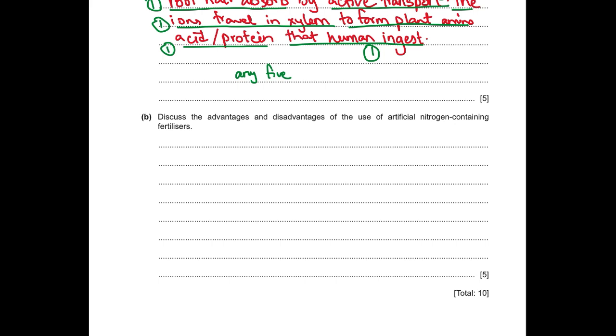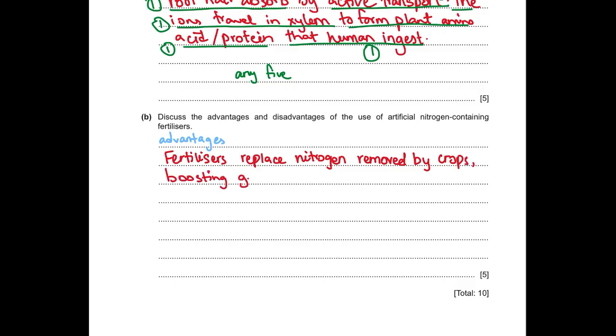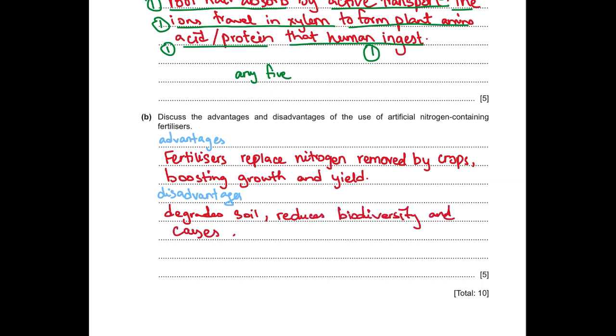Discuss the advantages and disadvantages of the use of artificial nitrogen containing fertilizers. So the advantages are that fertilizers replace the nitrogen in the soil which is used by crops. This increases yield and growth. Now the disadvantages: it degrades the soil, it reduces biodiversity and causes eutrophication, which is the depletion of oxygen in the water for marine life.